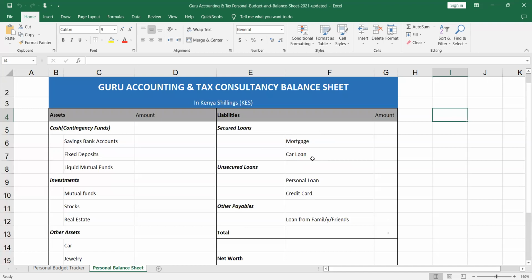How many are they? Take loans towards a car, or towards your home or housing mortgage. Put it there, how much it is. Then we have unsecured loans with banks. It could be short-term loans, credit cards, personal loans, advances, and other unsecured loans. You can always add in that column. Then other payables: loans from family and friends that you've received and they expect you to pay within a certain time period. So how much do you owe to either family or friends? Put it there.